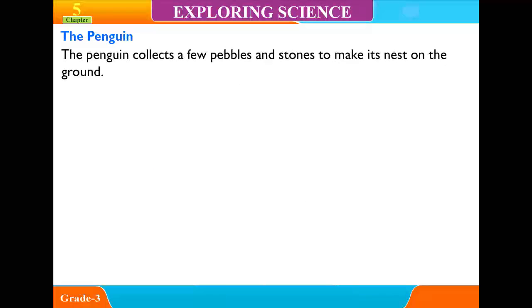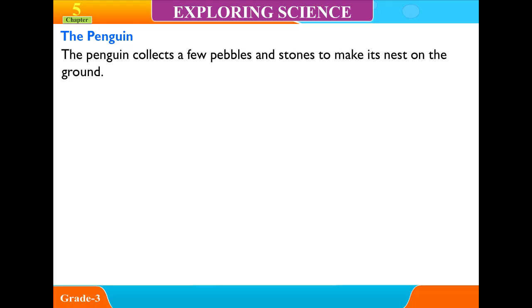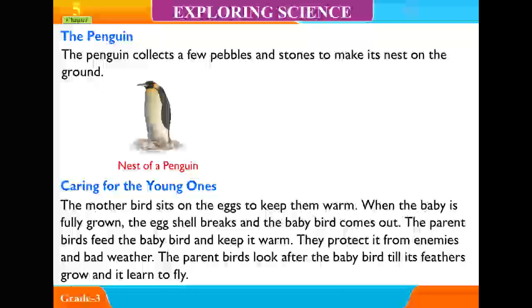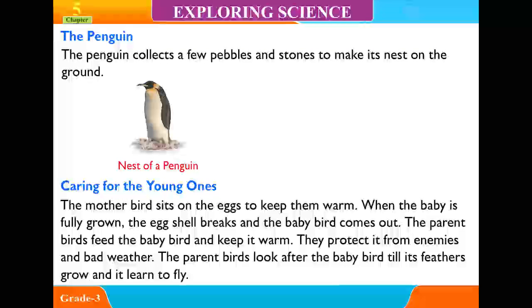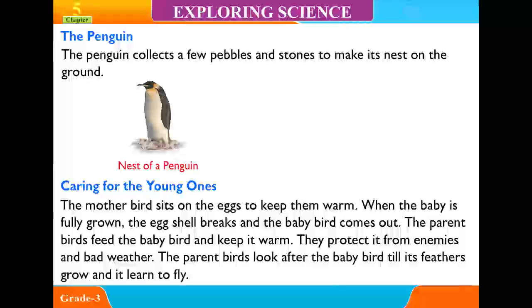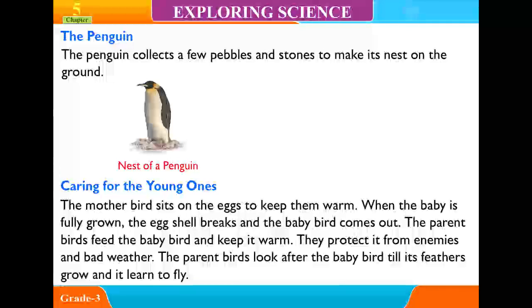The penguin collects a few pebbles and stones to make its nest on the ground. Nest of a penguin. Caring for the young ones. The mother bird sits on the eggs to keep them warm. When the baby is fully grown, the eggshell breaks and the baby bird comes out. The parent birds feed the baby bird and keep it warm. They protect it from enemies and bad weather. The parent birds look after the baby bird till its feathers grow and it learns to fly.